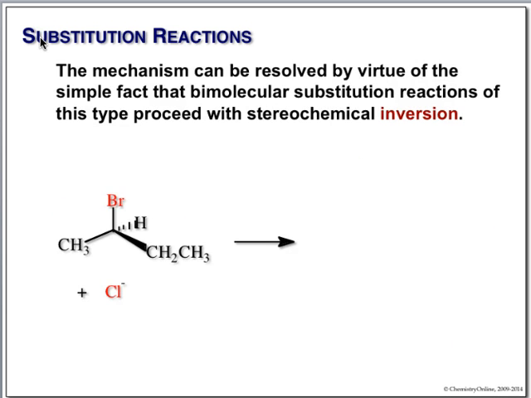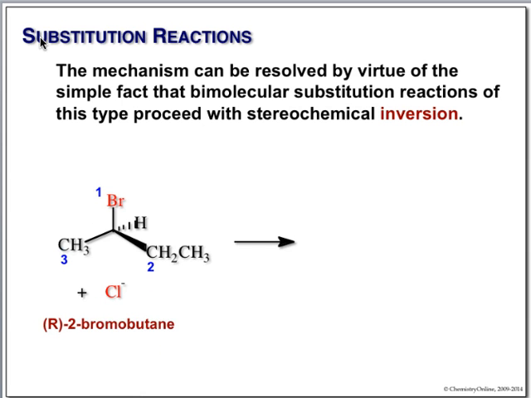But we can prove this, because the one thing that's unique about the backside mechanism is that it leads to inversion of stereochemistry, or stereochemical configuration. If we look at this guy, this is a chiral center, isn't it? We're going to attack this with chloride. Bromine is going to leave. In our product, we're going to now have a chlorine bonded, a methyl, an ethyl, and a hydrogen. So we're starting with a chiral center here, and we're going to wind up with a chiral center, if it is truly a backside displacement.